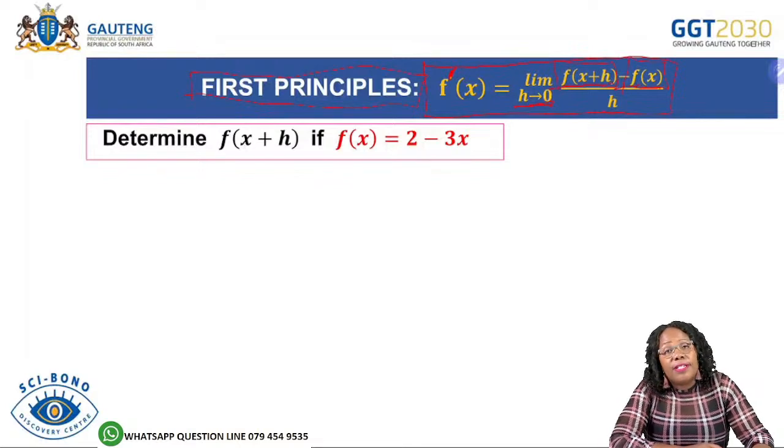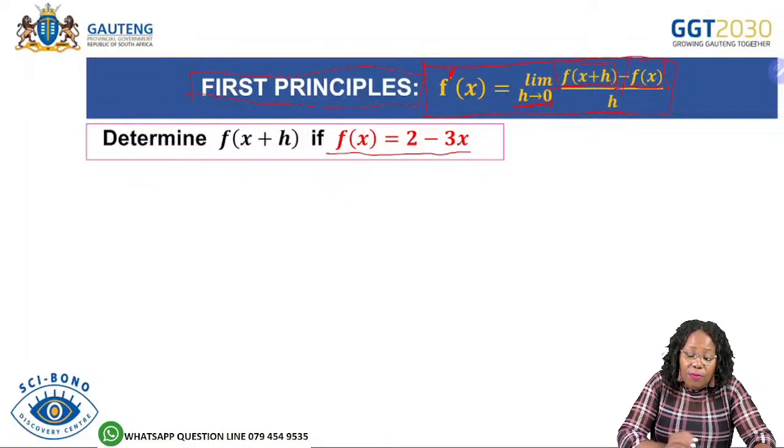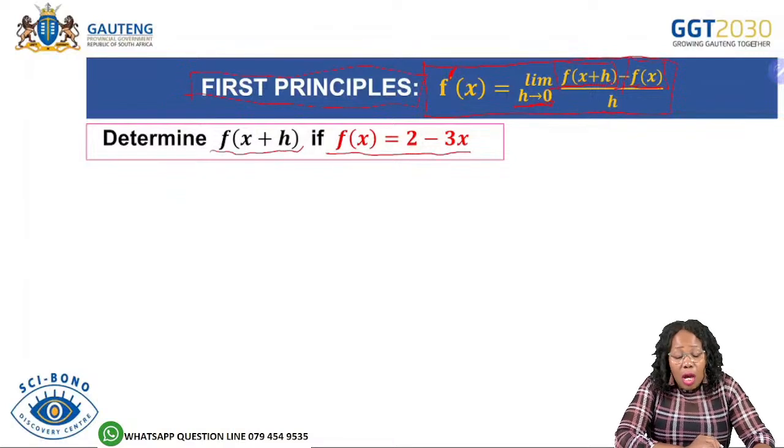In this activity, they say to us, determine f at x plus h if your f at x is equal to 2 minus 3x. That is the given f at x formula there. So yours is to find f at x plus h. If you look at that, this simply means that where you have your x, you will substitute with x plus h.